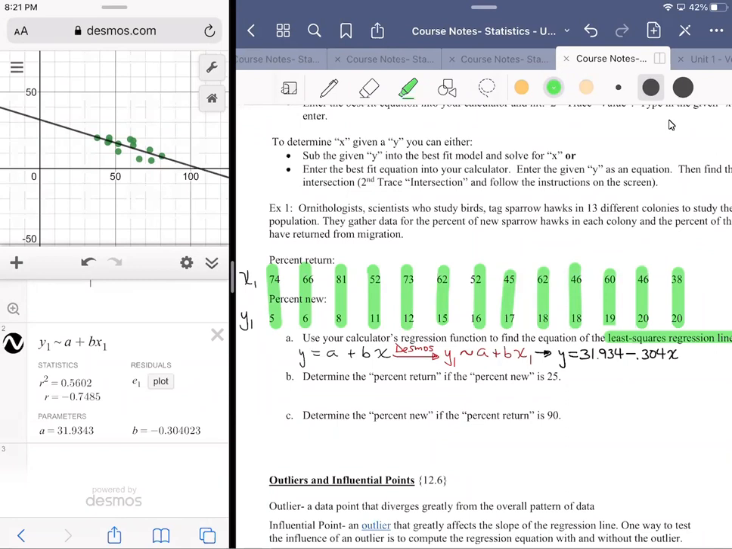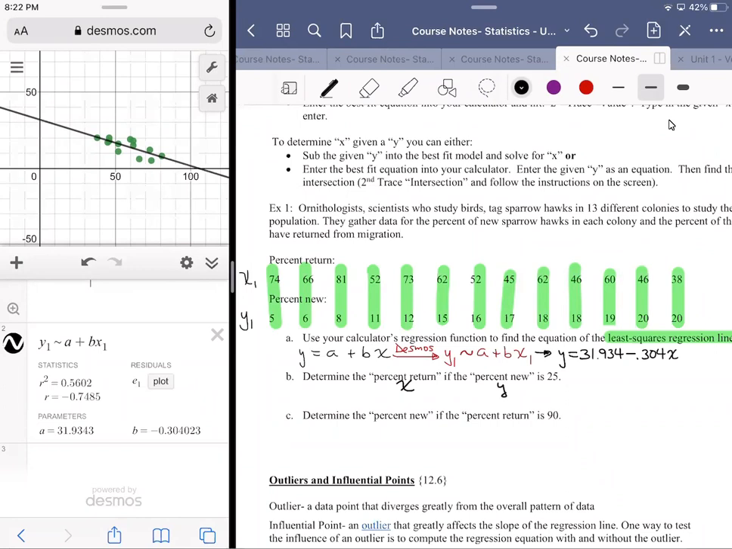Because in B and C, it says determine the percent return if the percent new is 25. Well, percent return is the X value. The percent new is the Y value. So it's really saying determine X if Y is equal to 25. What that's telling us to do is set the equation equal to 25 and solve. But I stand by what I said before. I don't really need you to do any algebra. Right? So I'm going to show you a different way to handle that.